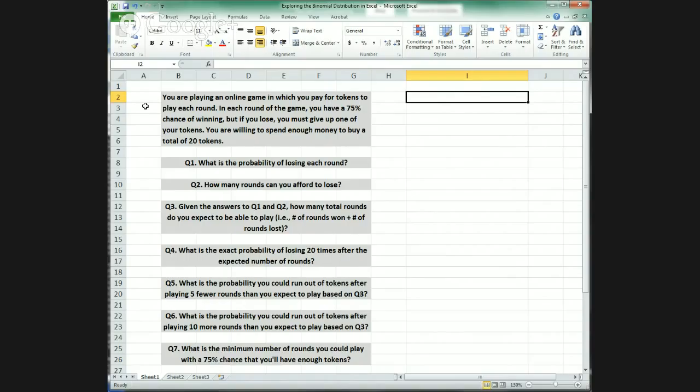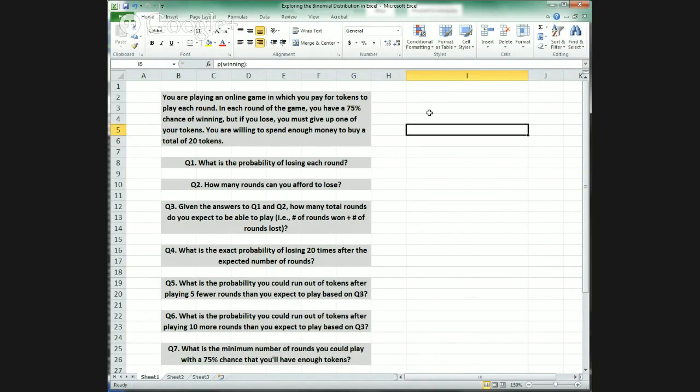For the purpose of this question, I didn't do that, but that is another way that I could have added additional information to kind of throw you off, is to say something like, you're willing to spend $10 and tokens cost a total of 50 cents each. Okay, so the first thing that we want to do is take the time to figure out what information the question is giving us.